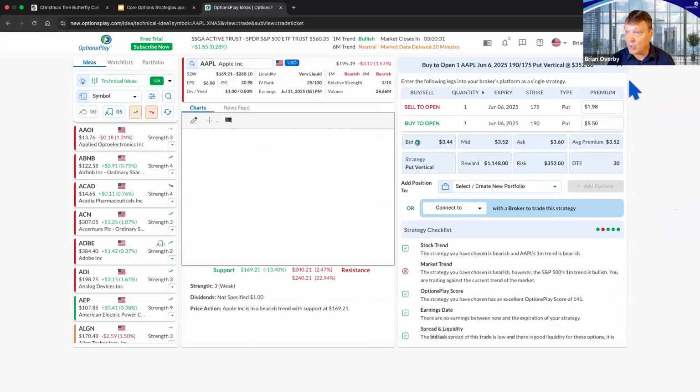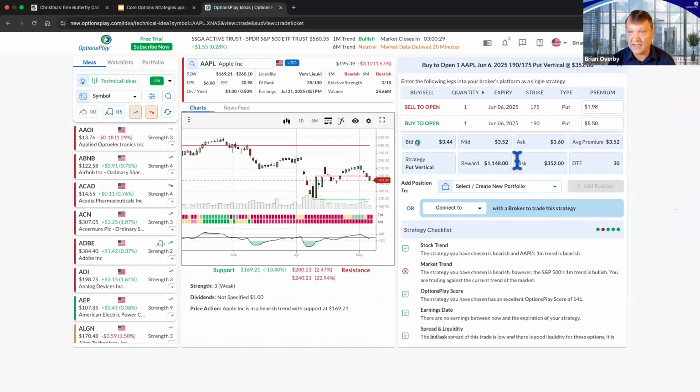So this is an alternative that we didn't talk about in the slides, but this is an alternative to just buying the 190 put outright for $30. You actually do a put vertical spread on your 100 shares of stock that you own.